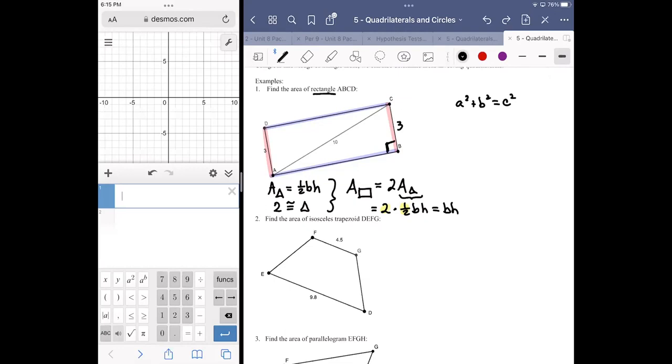Right. So I'm looking for this side here, which I could call b if I want, but I'm going to call it a. So a squared plus 3 squared is equal to 10 squared. So a squared plus 9 is equal to 100. And if I subtract the 9 from both sides, a squared is going to be equal to 91. Just quick subtraction.